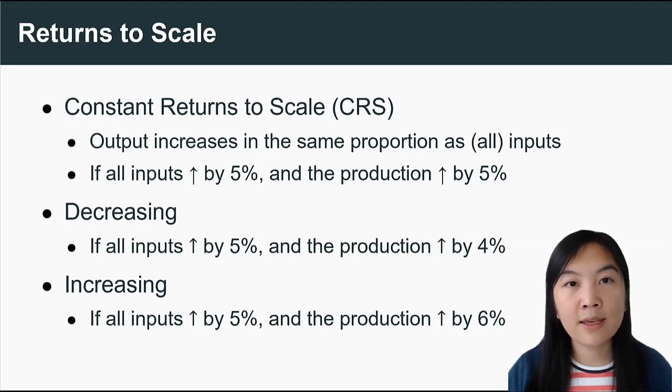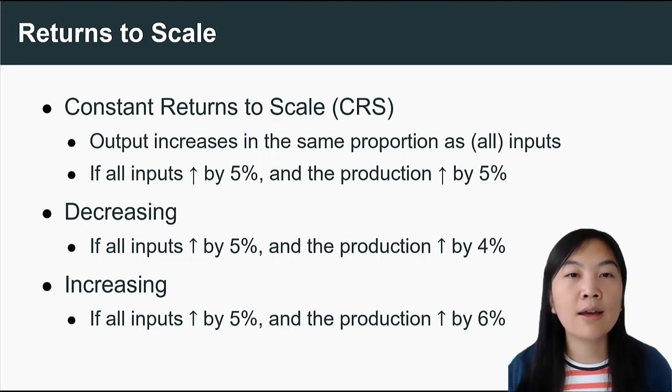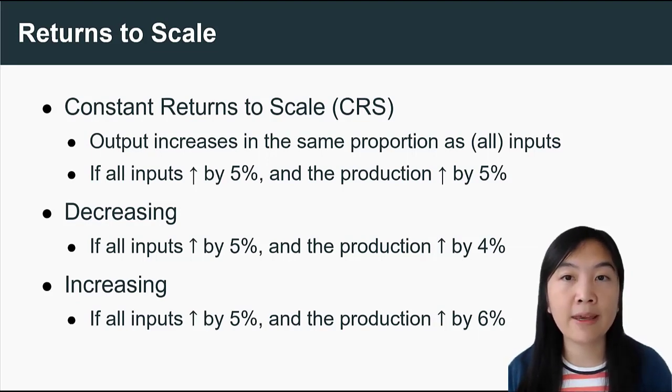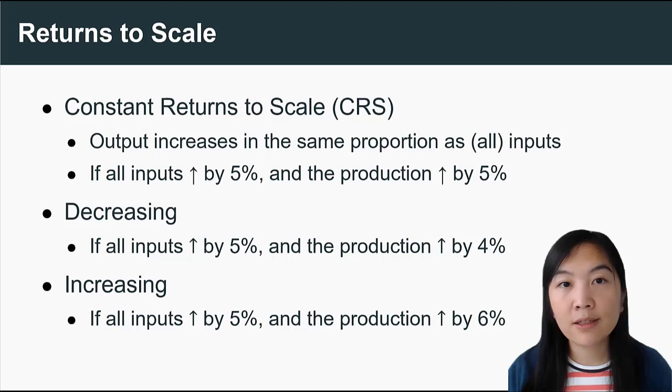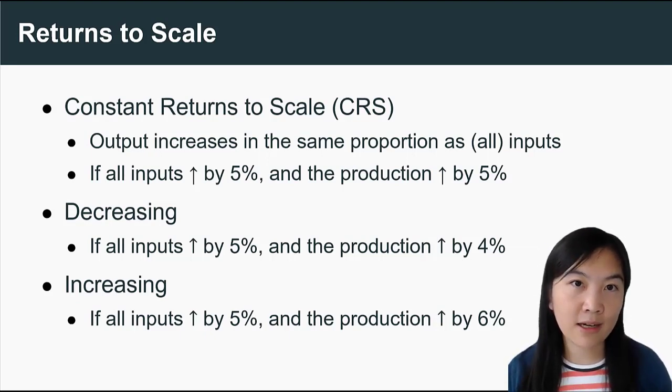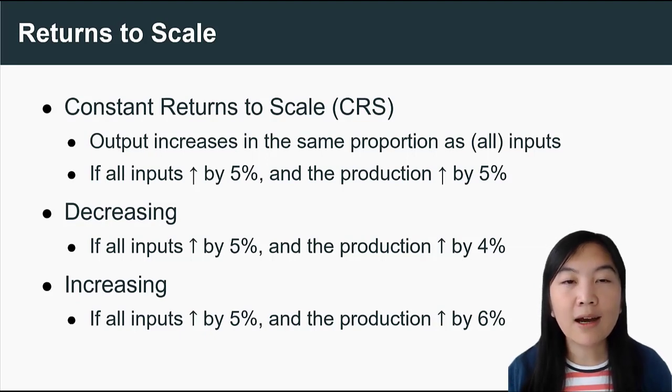So when we have constant returns to scale, that means if we increase all inputs by 5%, the output also increases by 5%. So the output increases in the same proportion as the input. Then we're saying that this is a CRS production technology.